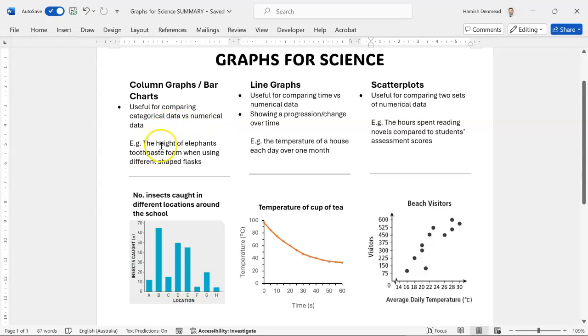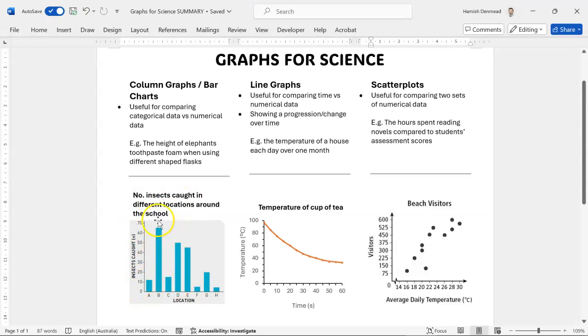An example might be if you've done an experiment with the elephant's toothpaste reaction and you've used differently shaped flasks like a beaker and a conical flask. So the shapes of flask are your categories and they become your columns. And then the height that the foam reached, that's your numerical data. That will be your y-axis.